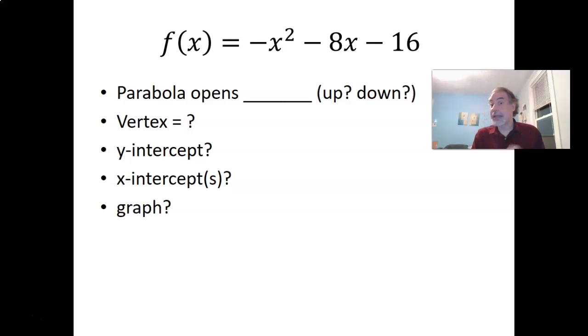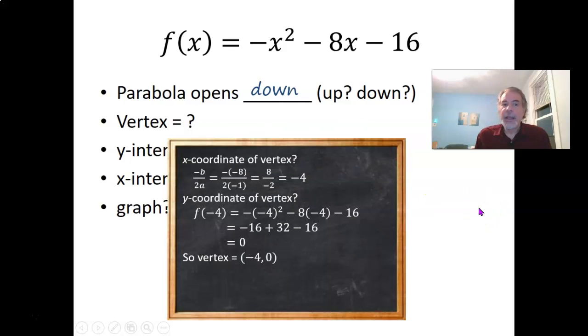And in fact, I can see that it's the kind of parabola that opens down because of the negative in front of the x squared, right? Okay. What about the vertex? Well, I can set up my negative b over 2a. Here that would be negative 8 over 2 times negative 1, which would be positive 8 over negative 2, which would be negative 4. That gives me the x-coordinate of the vertex.